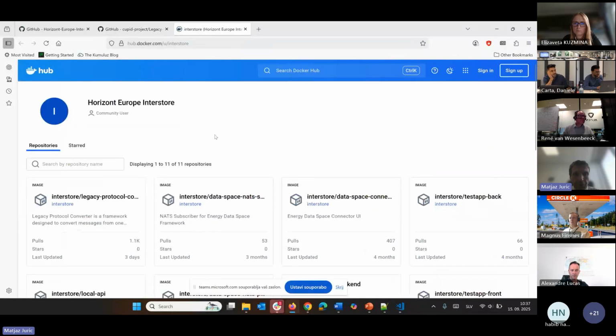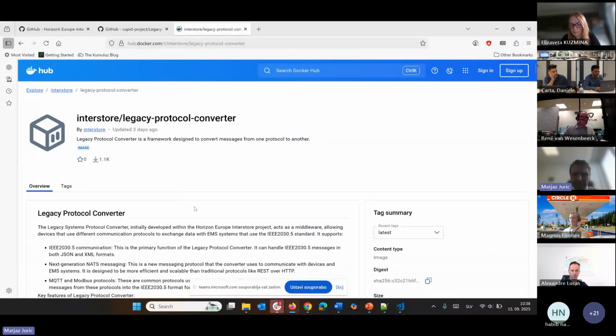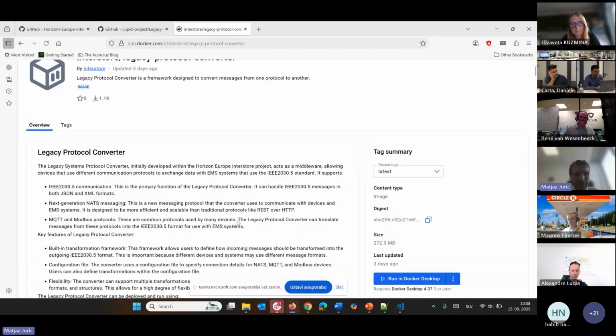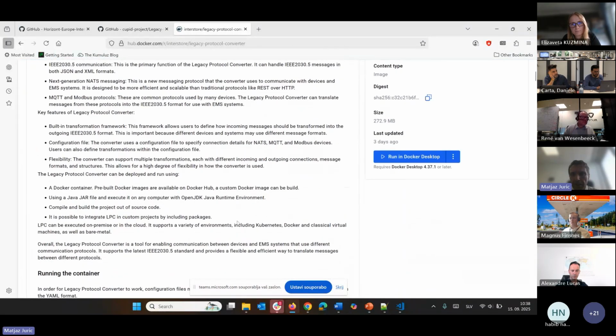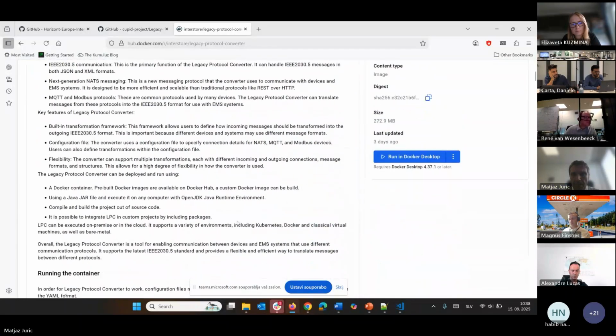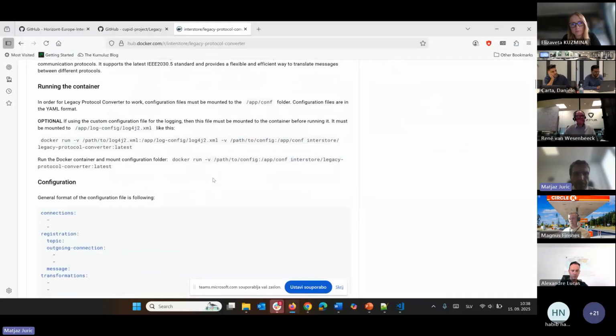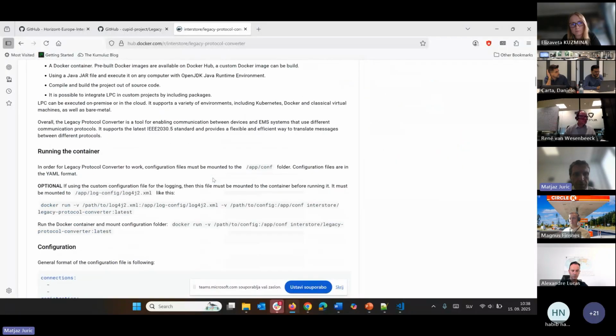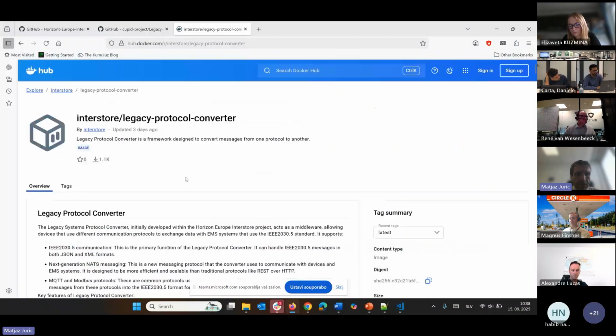And let me just show you also the Docker Hub repository with several Docker images. Let me click on the legacy protocol converter. And here you also have the instructions and some information on how to use the Docker image. So it's pretty straightforward.